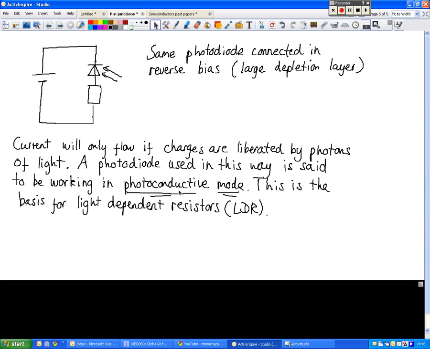So conduction of electricity or movement of charges due to the light that is shone upon it, and that's how light dependent resistors work. So you need to be able to identify where both of those are taking place. So that goes back to being able to pick out forward bias from reverse bias.